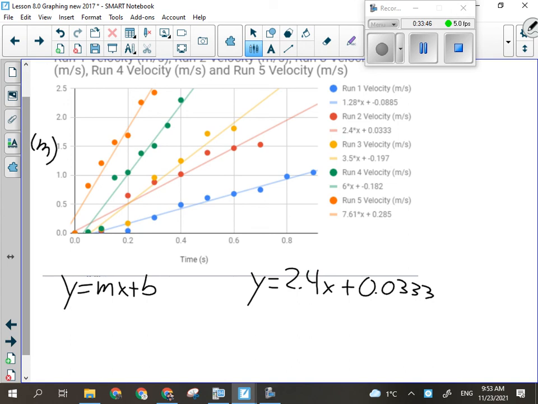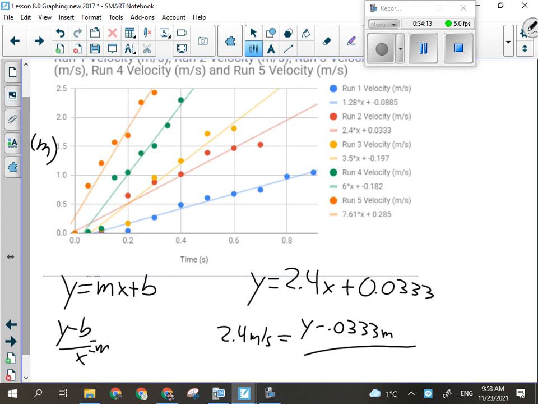If I manipulate this for m, I subtract b, divide by x, that equals m. Doing the same thing with that equation, just there's numbers in for m and b. Does it really change anything? No, not really. It's just going to look like this. M, which is in meters per second, equals y minus 0.0333 meters divided by x. It's the same manipulation. I've solved for m. That's how I would calculate m with any y or x value.